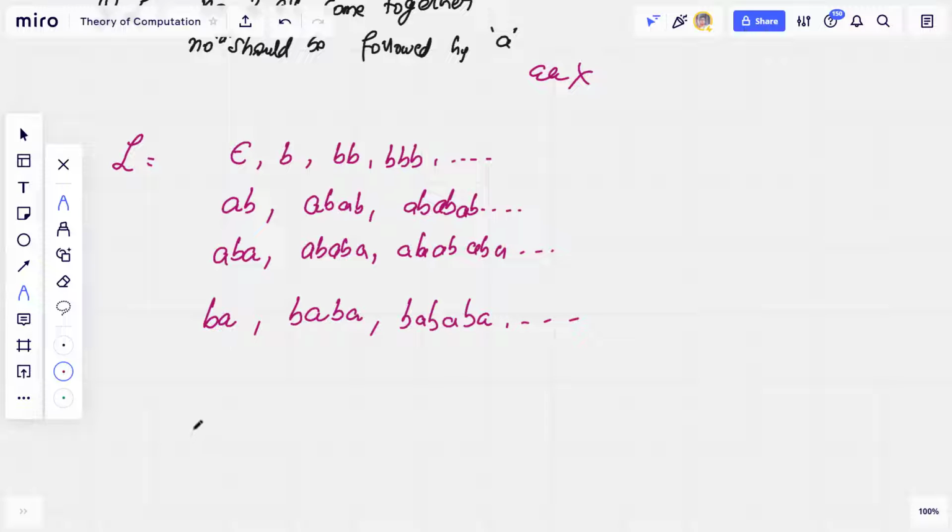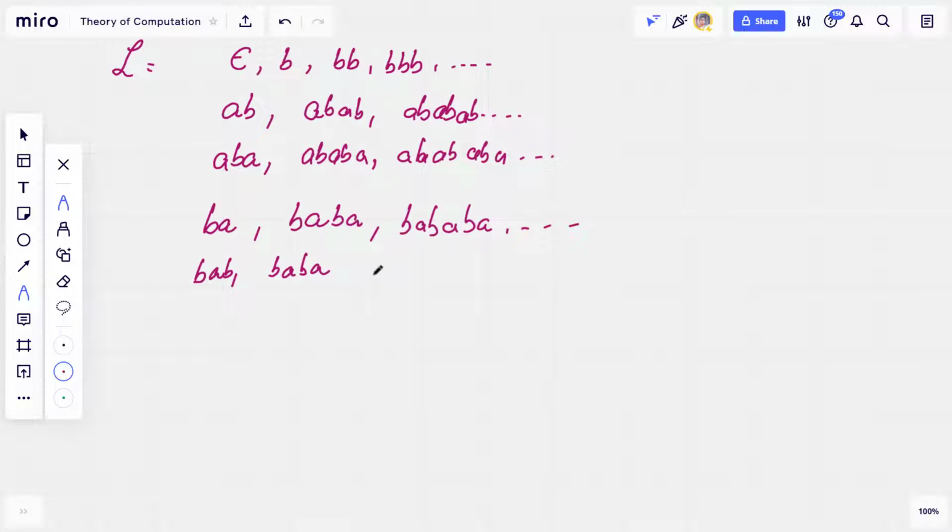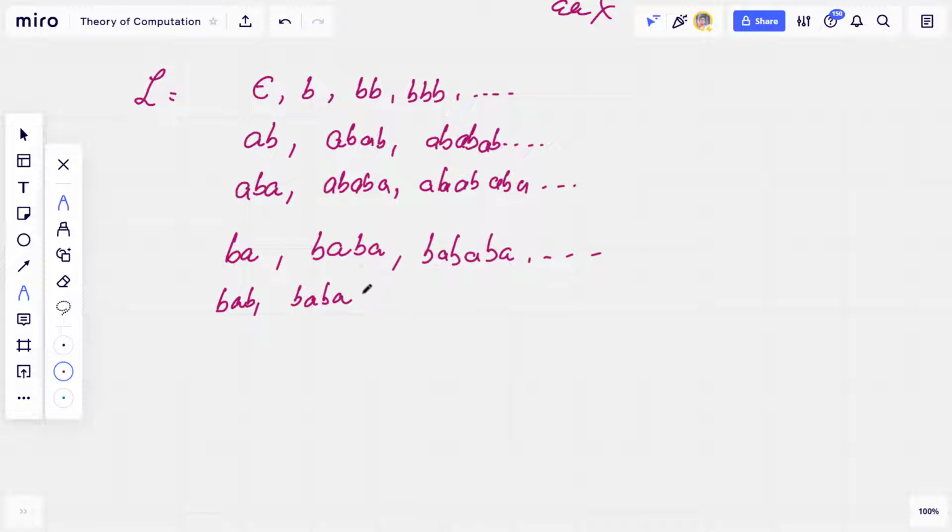It's not the case that it must end with ba. We can also append a b in the end, so we can have bab, or babab, or bababab, and so on. I guess I have covered all the strings. There's one more case: any number of b's can be present after it. It's fine, that's assumed.